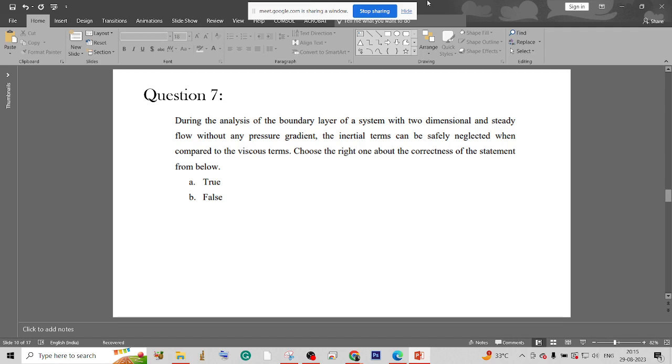False. It will be false, okay? Because the inertial term, when you are deriving, is not neglected. Even if the pressure gradient is there or not, the inertial term will be there. Because it is not said that the inertial term should be neglected.